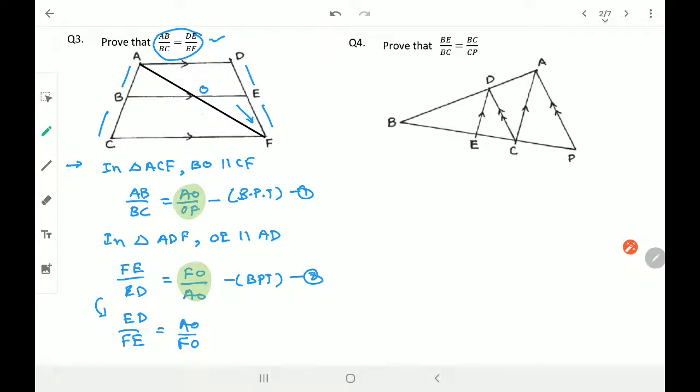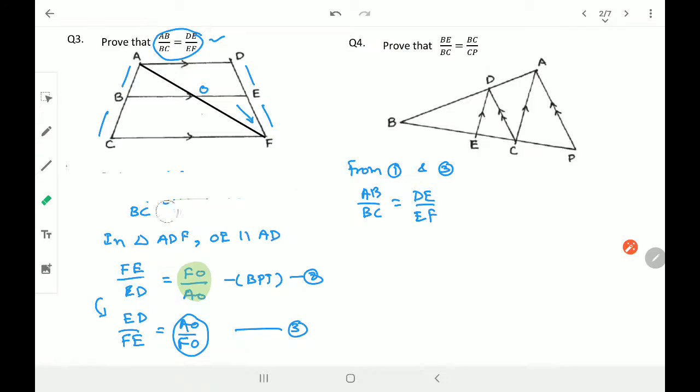So in this manner, I am bringing the part equal. This part and this part of equation number 1 will be equal. So I will consider this as equation number 3. Once I consider this as equation number 3, from equation 1 and equation 3, what we get? AB upon BC is equals to DE upon EF, and that's the required result. Hoping this is clear to you.